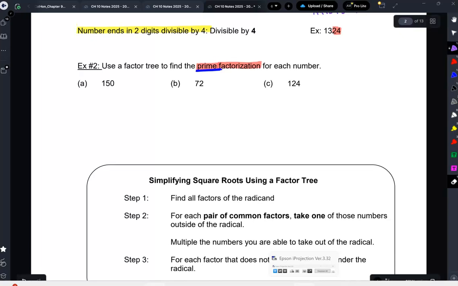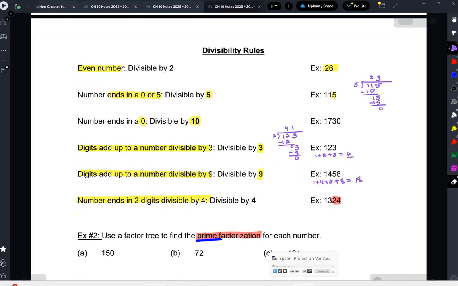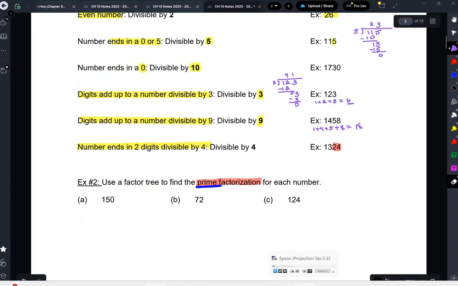You take 150, okay, and you see what you can divide it by. So for example, if I wanted to do this one, the 123, right? Would I attempt to divide that by 2? No. How about by 3? Yes, by 3, because we just said it's divisible by 3.